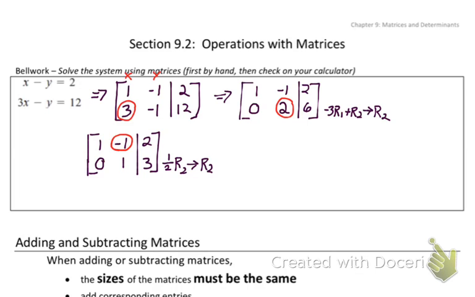Again, I don't care about anything else except for that -1 and that 1. Well, I could just add 1 straight to -1, so I don't even need to multiply this row by anything. I just add 1 to -1 to make it 0, which would be 3 plus 2 would give me 5.